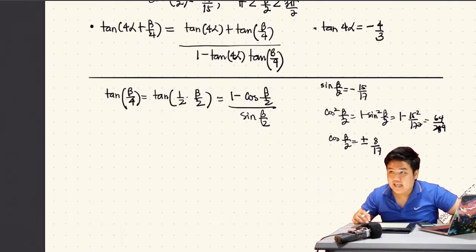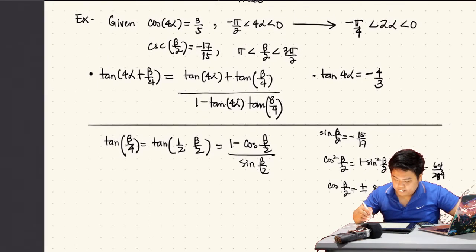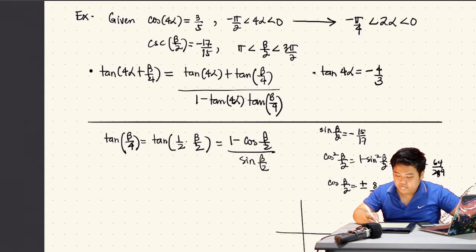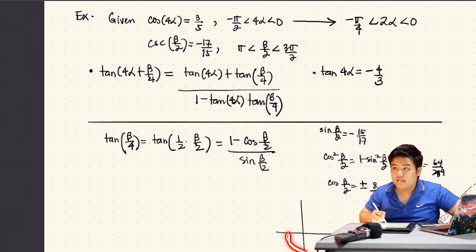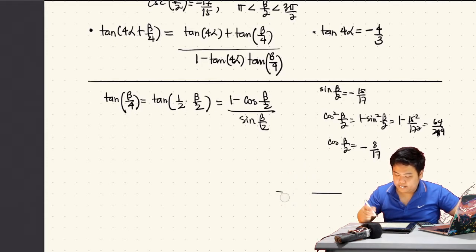Okay, ang tanong nasaan si beta over 2? Okay, so drawing tayo. So, beta over 2, pi to 3 pi over 2. Nasa quadrant 3 siya. So, by all students take calculus, tangent at cotangent lang positive. So, cosine is negative. So, negative dapat eh. Ayan.